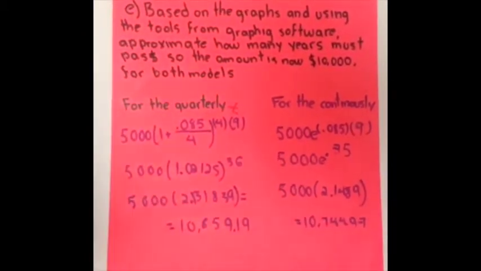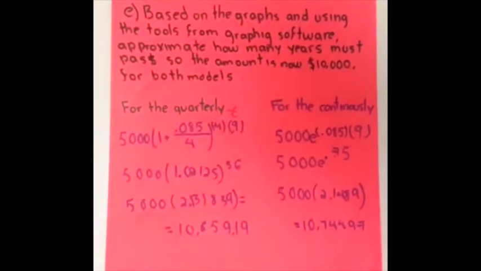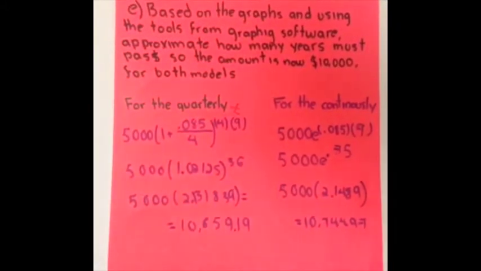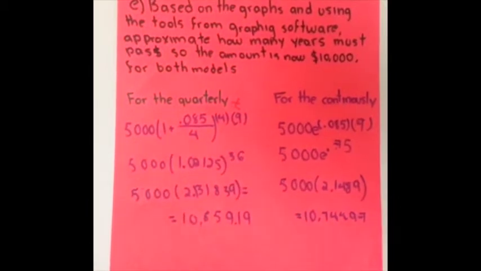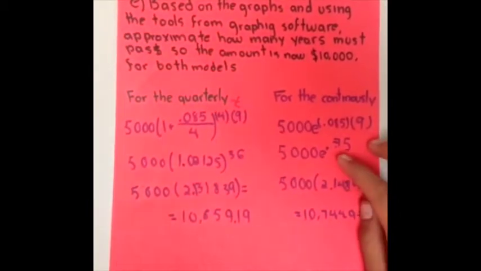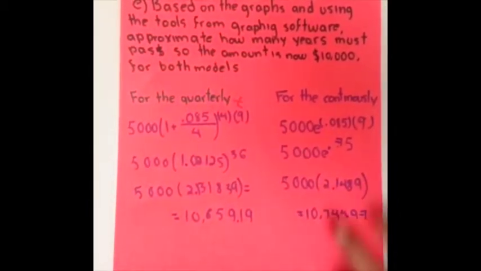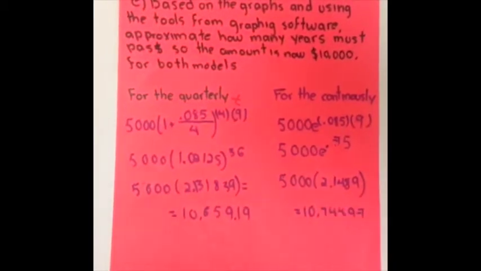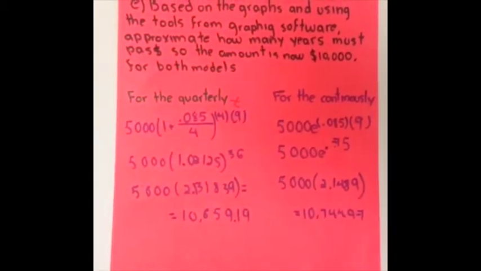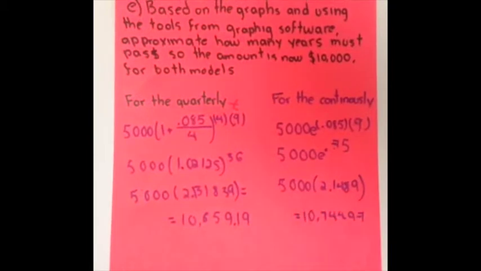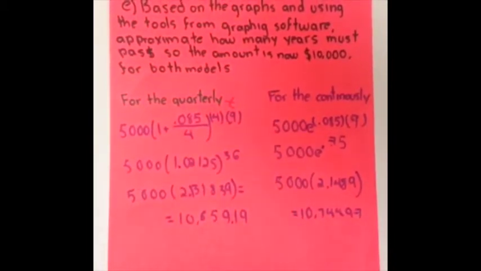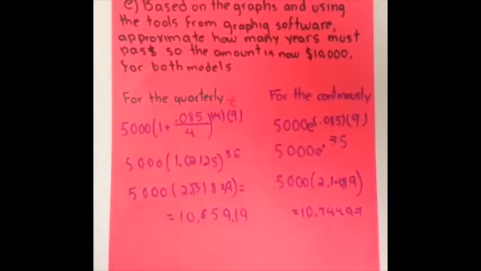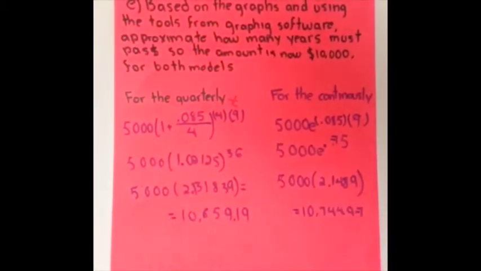And now we solve 0.085 multiplied by 9, it's 0.75, and we elevate Euler by 0.75, and we get 2.1489, and we multiply by 5,000 and we get 10,744.97.